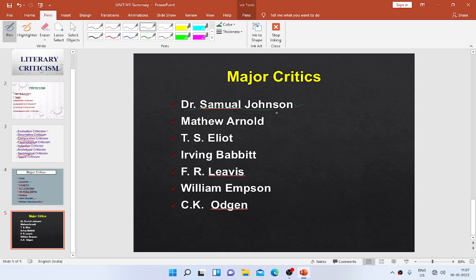Johnson's prominent poem is The Vanity of Human Wishes. The Vanity of Human Wishes is a thought on the emptiness of worldly pursuits.